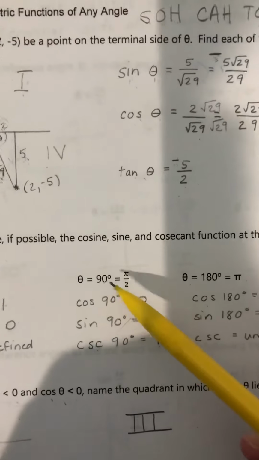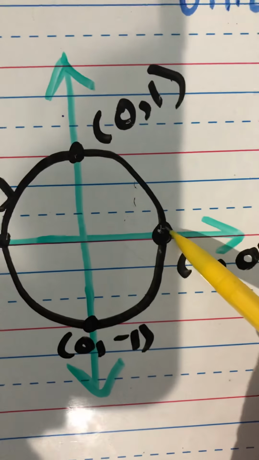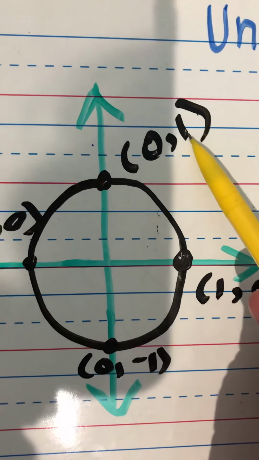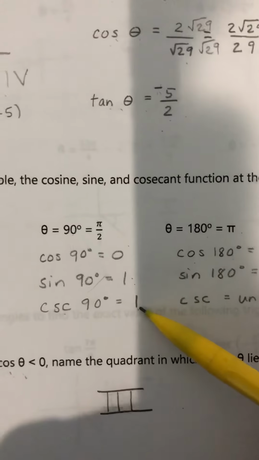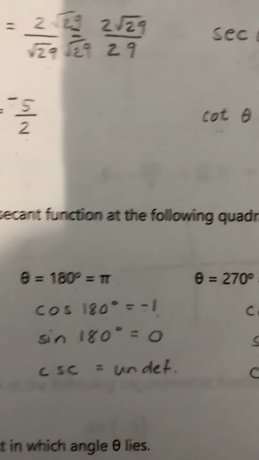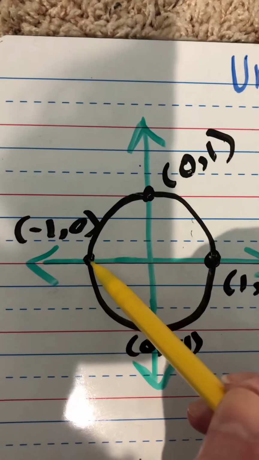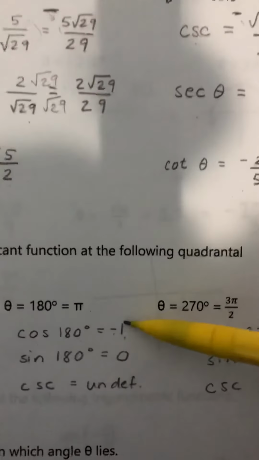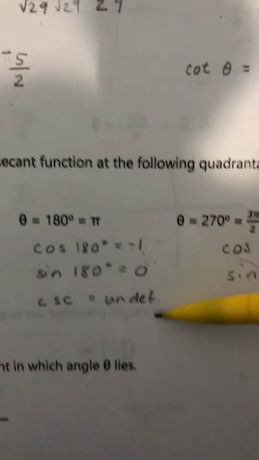A 90-degree turn, which is pi over 2 radians. If you start here, 90 degrees ends you here. So cosine is x, sine is y. Cosecant is the reciprocal of 1, which is 1. 180 degrees, or pi radians, is a half turn. So you end up here. Cosine, sine: (-1, 0), and of course the reciprocal of the sine would be undefined.